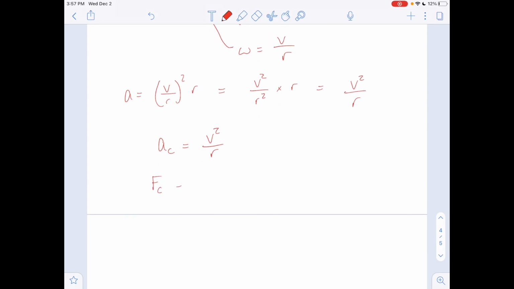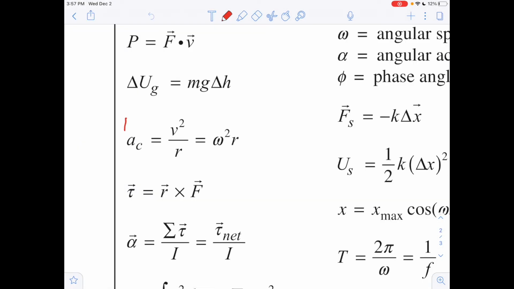And the centripetal force, therefore, is mass times centripetal acceleration, which is equal to mass times v squared over r. And they also give you this relationship in the equation sheet. So centripetal acceleration is v squared over r, which is equal to omega squared times r.